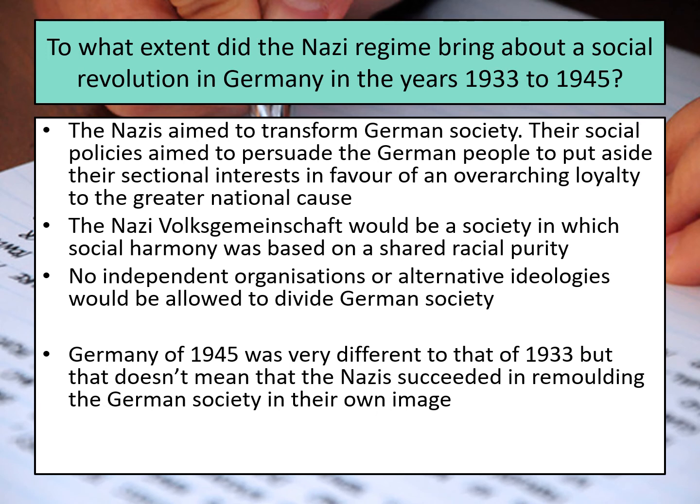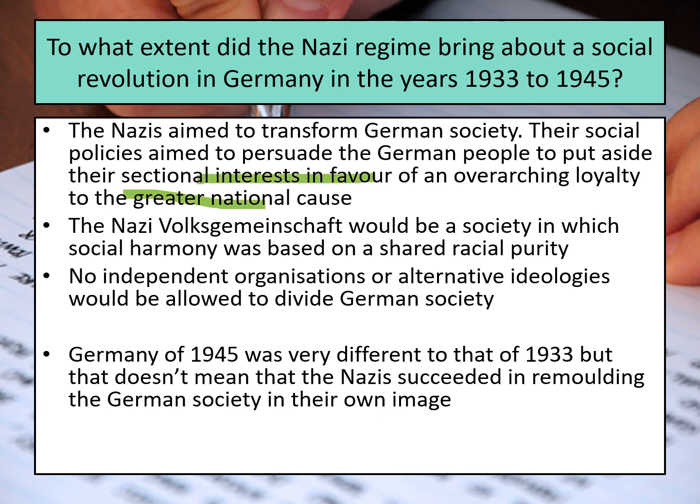Now, for this question, you'd have to think about how the Nazis aimed to try and transform German society and about how they wanted to try and persuade the German people to put aside their different interests in favour of an overarching loyalty to the greater national cause.